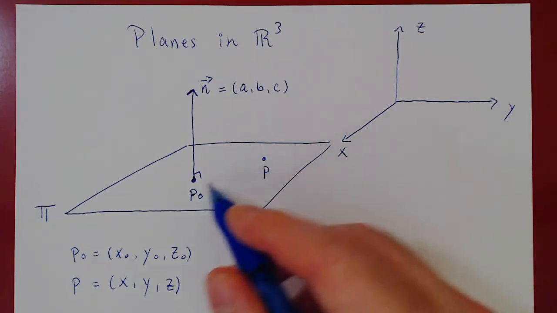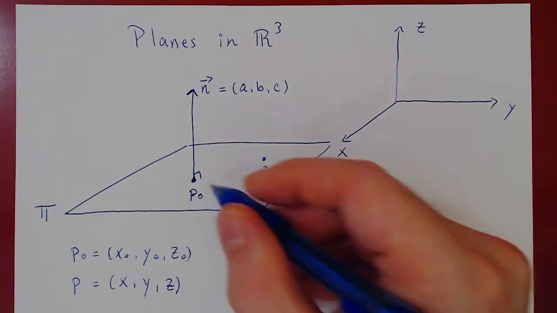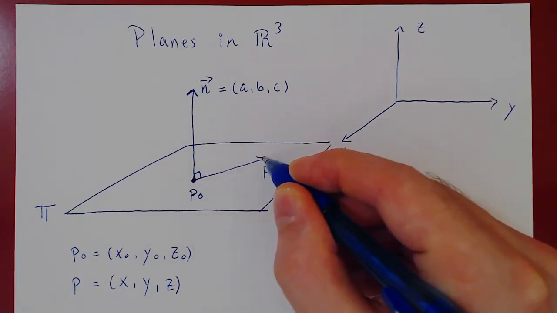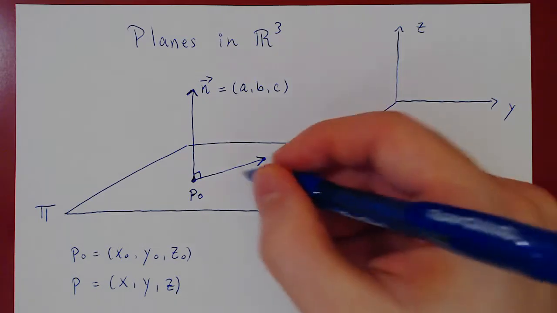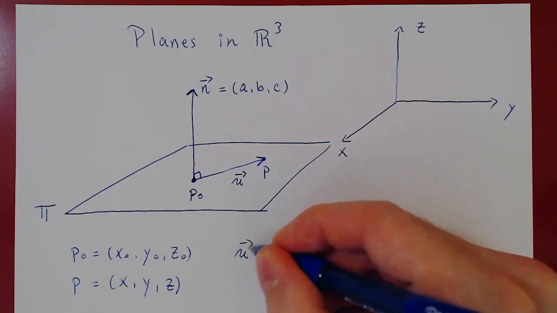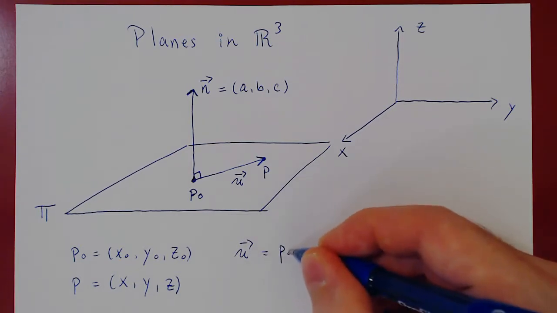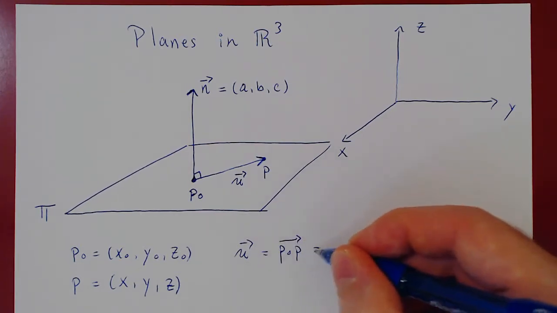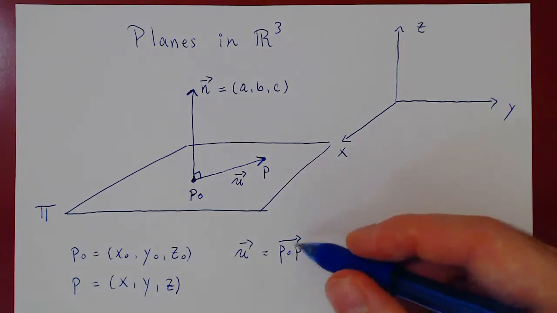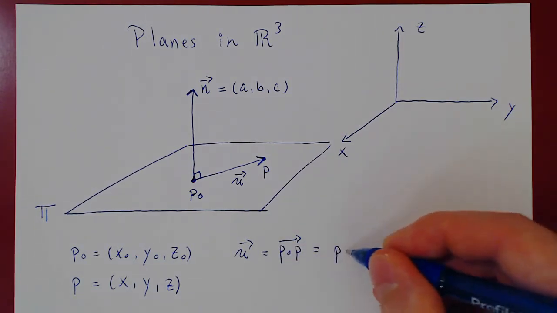And if you look at P0 and P, you can connect them and form the vector P0P. Call this vector U. So the vector U is P0P. And as always, when you have a geometric vector, if you want its coordinates, you do the terminal point minus the initial point of the vector.